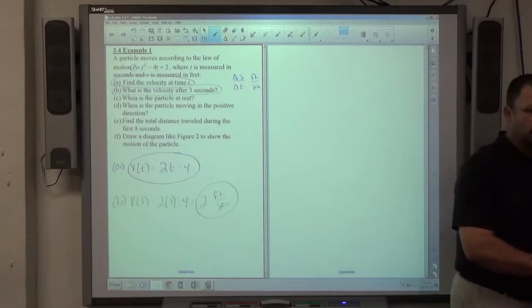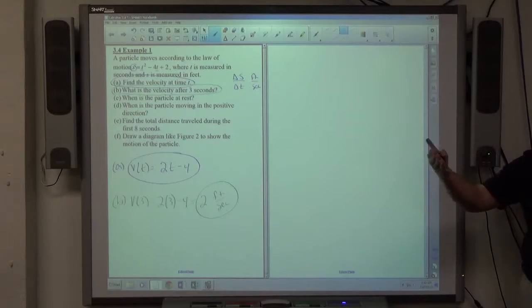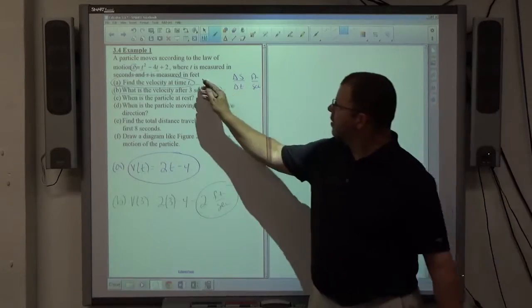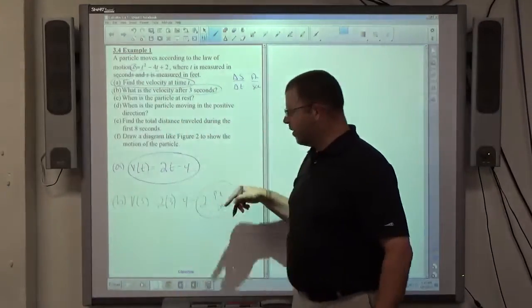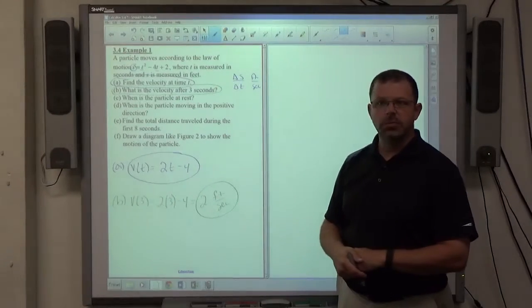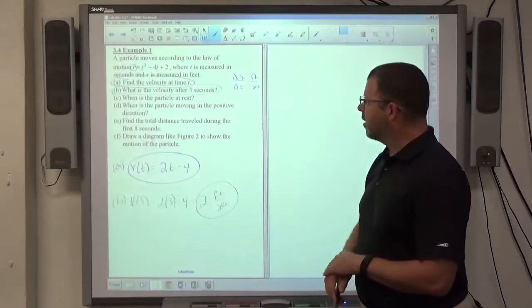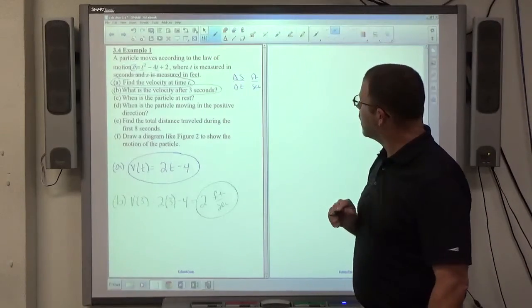We are answering legitimate real-world questions here, so make sure you put legitimate units on your answers based on the units given to you in the problem. Velocity is going to be a unit of distance over unit of time. Distance in feet, time in seconds, so that's why it's feet per second. Notice velocity is positive 2, so at 3 seconds it's moving in a positive direction. That might matter to us down the road.